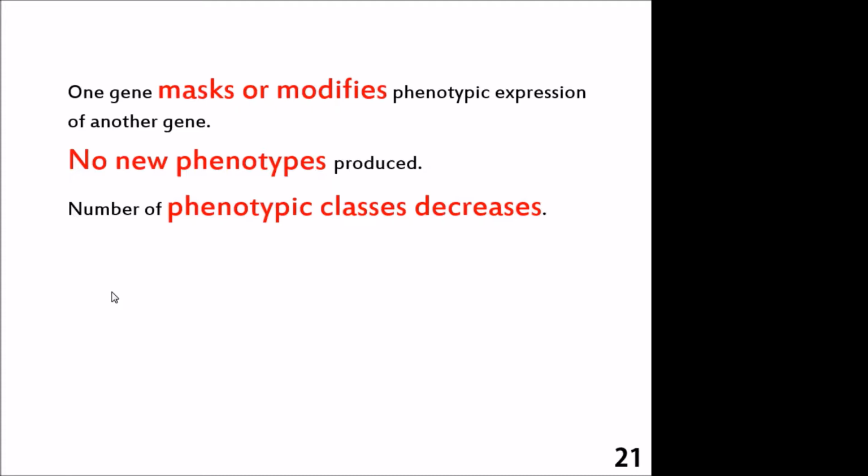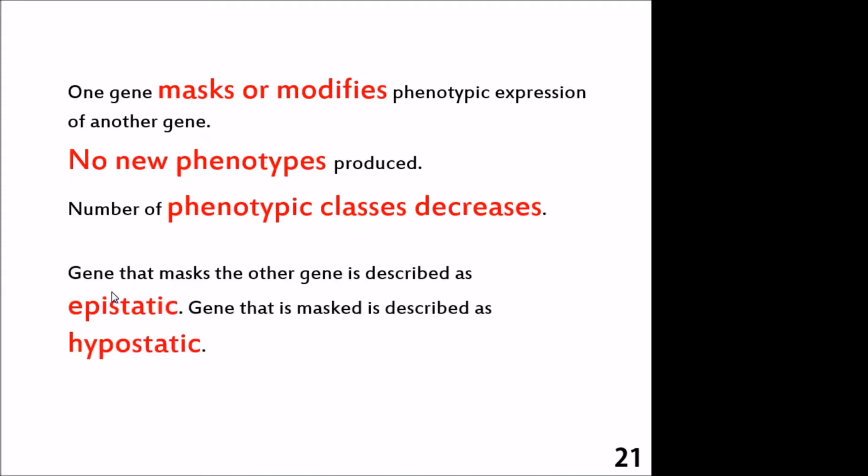So remember 9, 3, 3, 1, there are 4 different phenotypic classes. They are the typical Mendelian ratio for dihybrid crosses. Here you may get it down to 2 or maybe even 3 classes. So the number of phenotypic classes will decrease from 9, 3, 3, 1. Instead of 4 phenotypic classes, you may have 3 or 2 classes.